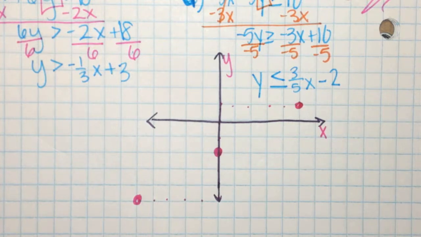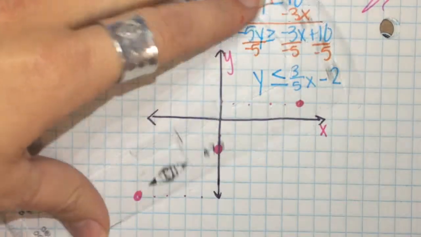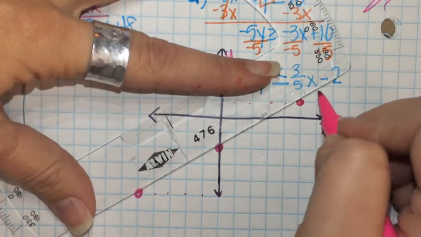Alright, now, am I going to connect this with a solid or a dashed line? Solid. Why is it solid? Because it's got a line under it. It's equal to.